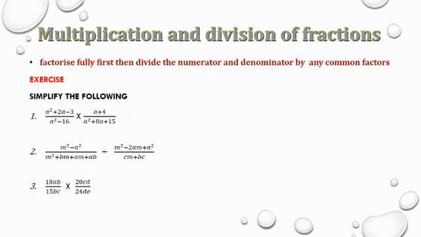So now moving on to multiplication and division of fractions, okay? So factorize fully first, then divide the numerator and the denominator by any common factors. This is a rule in algebra that you should always know. Before you are even told to simplify, multiply, divide, or do anything, you should first factorize the numerator and your denominator, okay? So here we've got 3 questions which we're going to try to solve. We're going to do a few, and I believe 1 or 2 you're going to solve on your own.